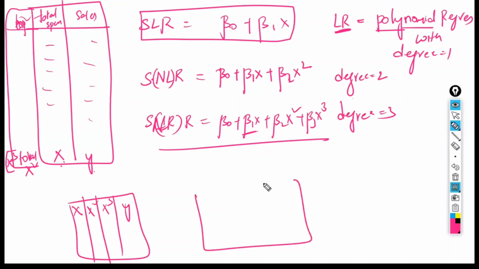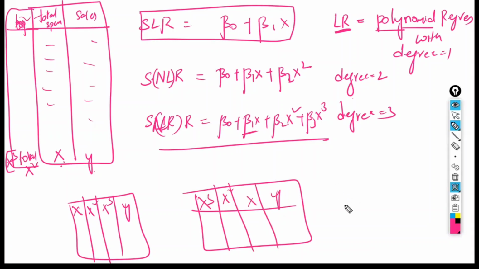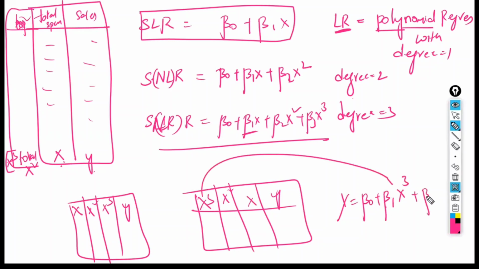If you have a data set where the first column is x cube, the next is x square, the next is x, and the next is y, then what is the equation? Y is equal to beta naught plus beta 1 x cube. The first one is this one, right? So beta 1 is assigned to that, then beta 2 into x square and beta 3 into x. Simple. Is that clear? Clear, guys? Now this is for a single x only. Single x you have considered.